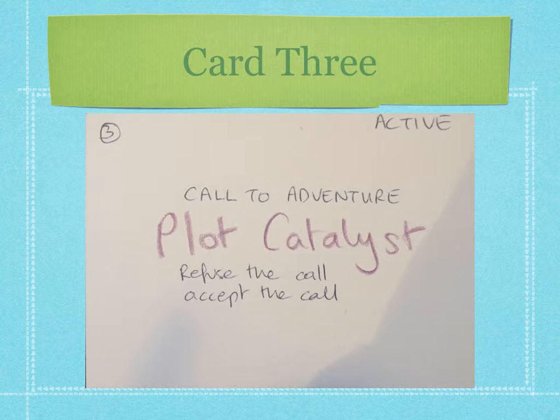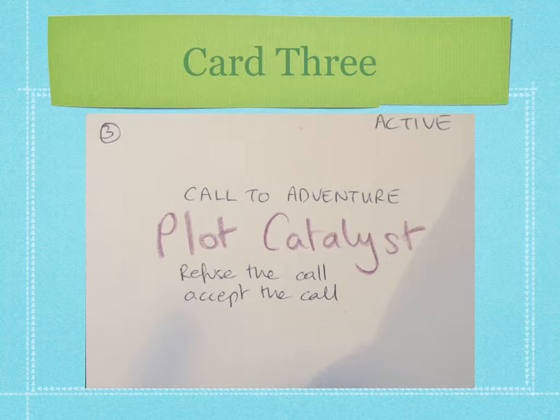Now, card number 3. Card number 3 is the call to adventure or the plot catalyst. Without this, there is no story. So you need this. Otherwise, you have no story. This is active. This is where the heroine might at first refuse the call and then she will accept the call. Sometimes that happens over several scenes. Sometimes it happens within a breath.